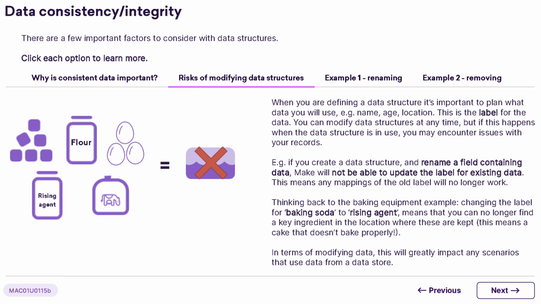Now, while it's possible to modify a data structure later, this could lead to challenges, especially with existing records. For instance, renaming a field in your data is like suddenly referring to baking soda as rising agent. If those using the data don't know about this change, they might struggle to find what they need, akin to a baker missing a crucial ingredient and ending up with a cake that won't rise. It's crucial to understand that such modifications can disrupt data mappings, leading to difficulties in data retrieval and usage. Essentially, any change to data structures, much like unexpected changes in a recipe, can have far reaching effects, making consistent, thoughtful planning vital for maintaining data integrity.